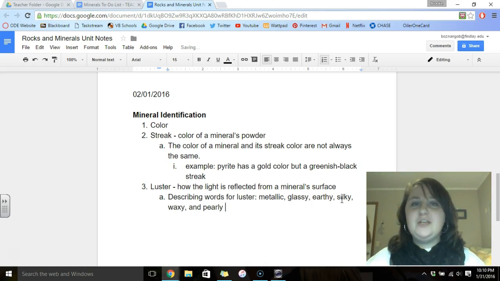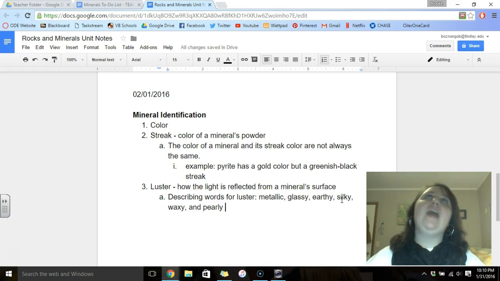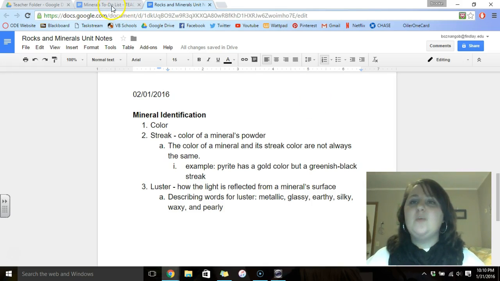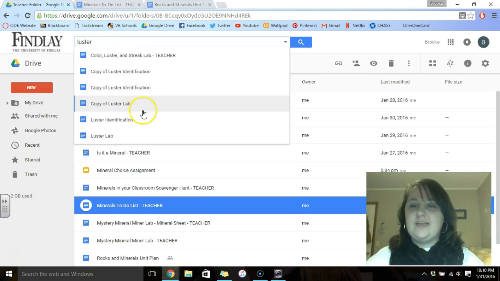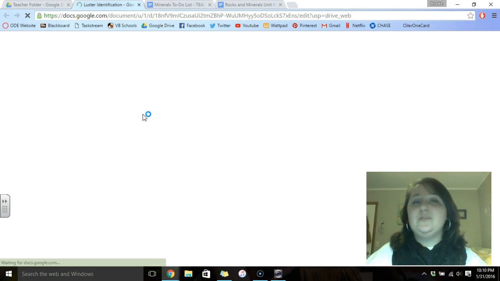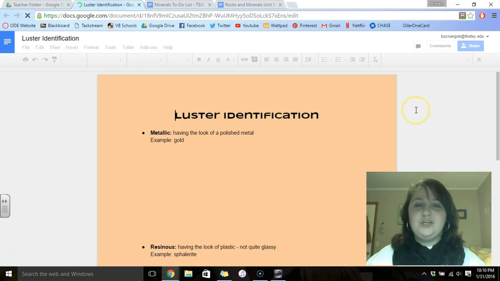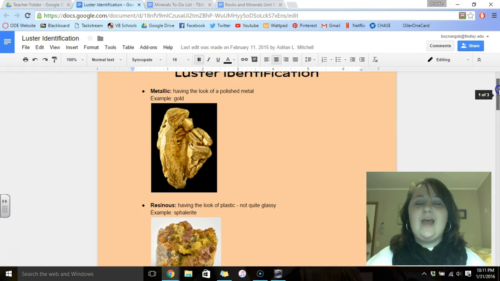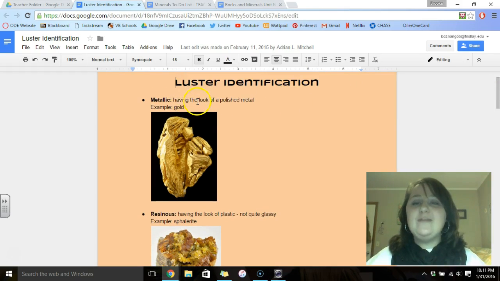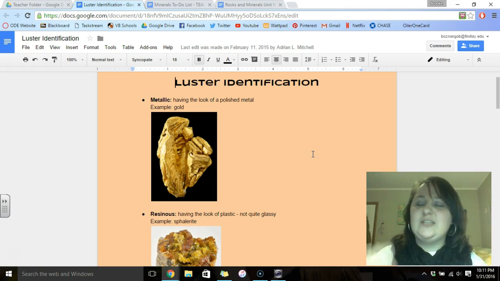So there are actually a lot of other words that we use to describe luster. And luster can be kind of a difficult thing to think about. So what I'm going to do is pull up a luster identification sheet that was made by the student teacher that was in Mrs. Schaefer's room last year. And it gives you a better idea of what we're looking at. So here we have metallic, having the look of a polished metal. And that's what this is here. This is gold. And it has kind of a metallic look. It looks polished.